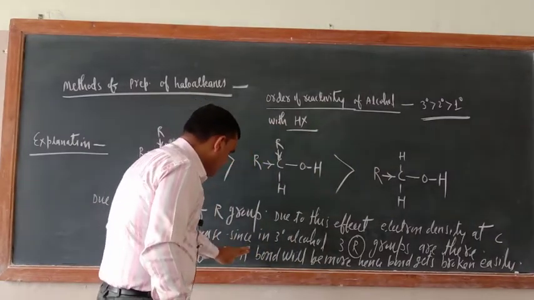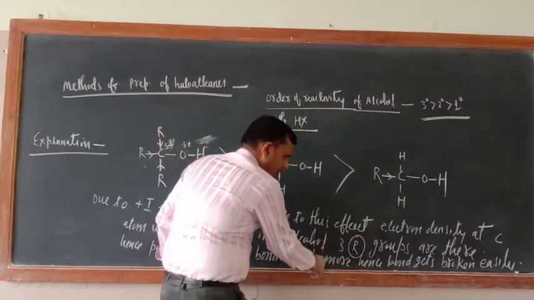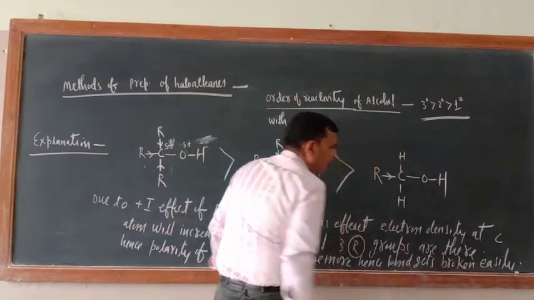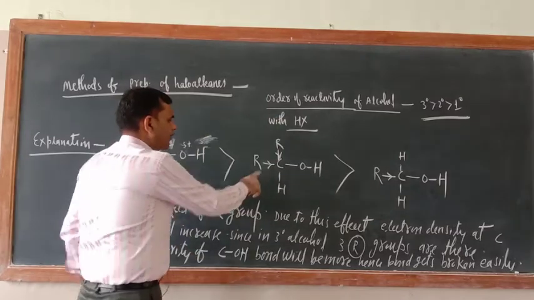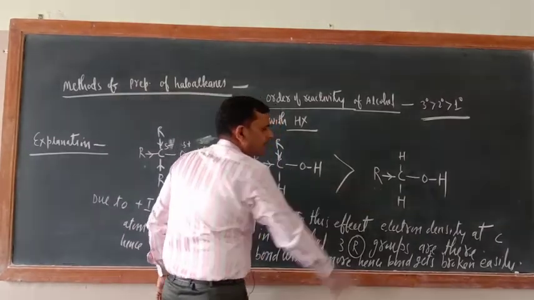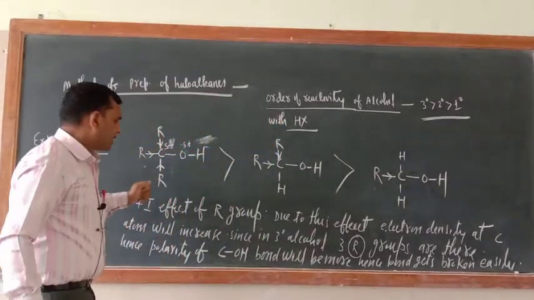Polarity of the C-OH bond will be more, hence the bond gets broken easily. Now here only 2 are there, here only 1 is there, correct? So now 3 degree alcohol.